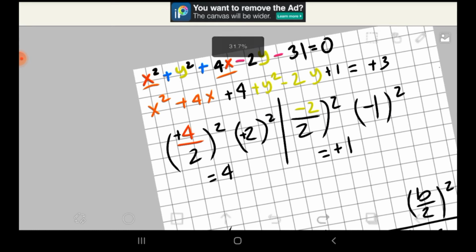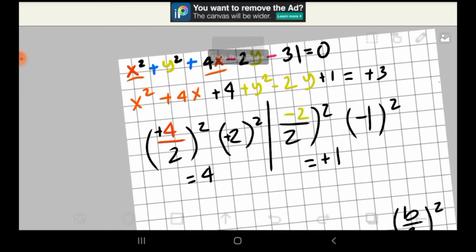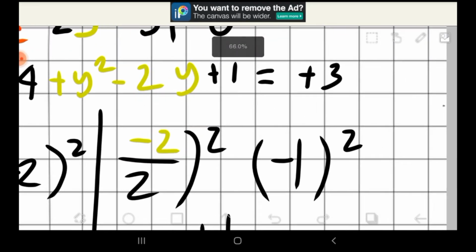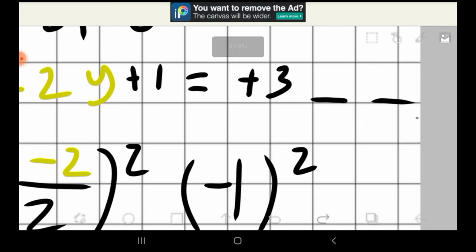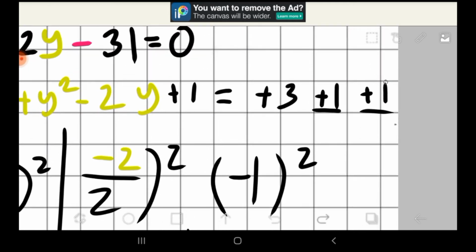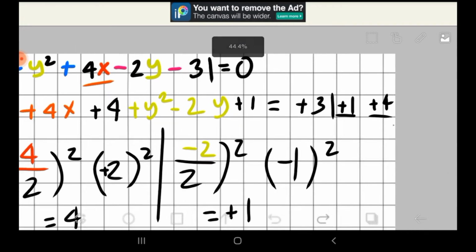Because we add 4 in the x-axis and 1 to the y-axis, we should add those two in the equal sign. What we do on the right side, we always do on the left side. When we do it on the left side, we always do it on the right side. Vice versa. 1 and positive 4. And this is actually 31. It's 31.